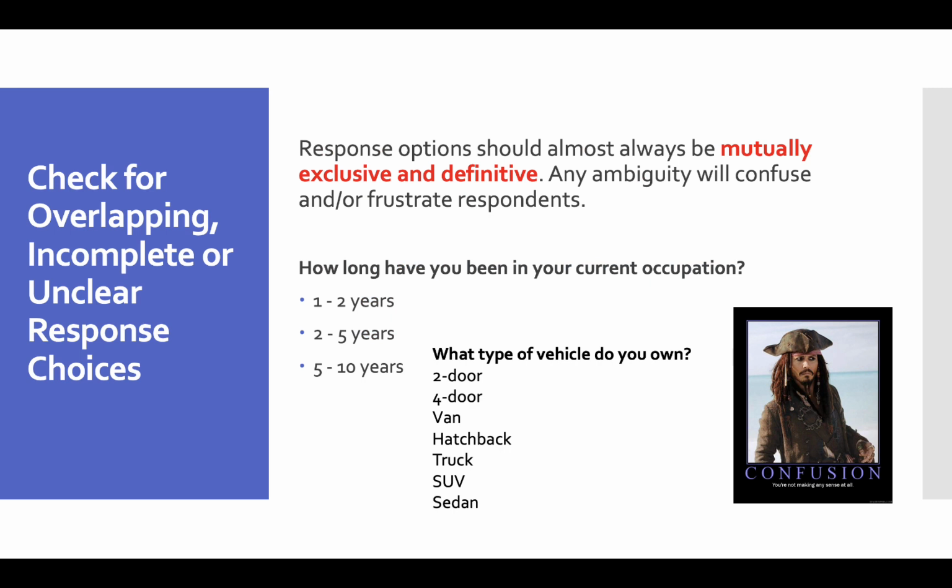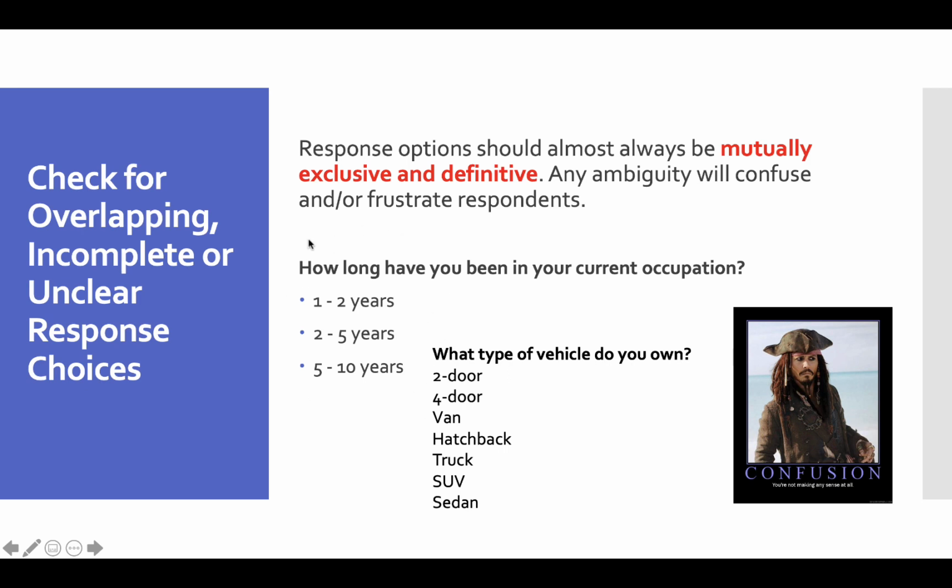All right, now let's look at overlapping, incomplete, and complete responses. This is so common. I see this on nearly maybe 50% of the surveys that I read and edit. Your responses should almost always be mutually exclusive and definitive. Don't confuse or frustrate your respondents. So here's one that happens all the time. How long have you been in your current occupation? Perfectly good question. Now the answer choices are what is difficult here. So you've got 1 to 2 years, 2 to 5 years, and 5 to 10 years.